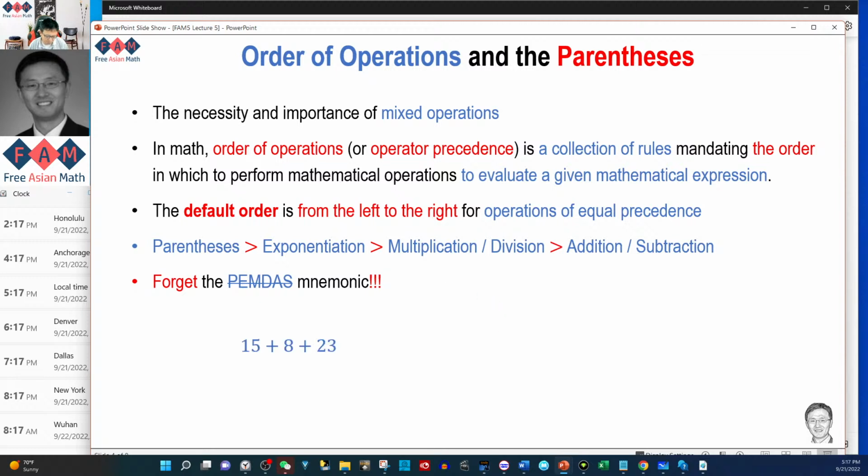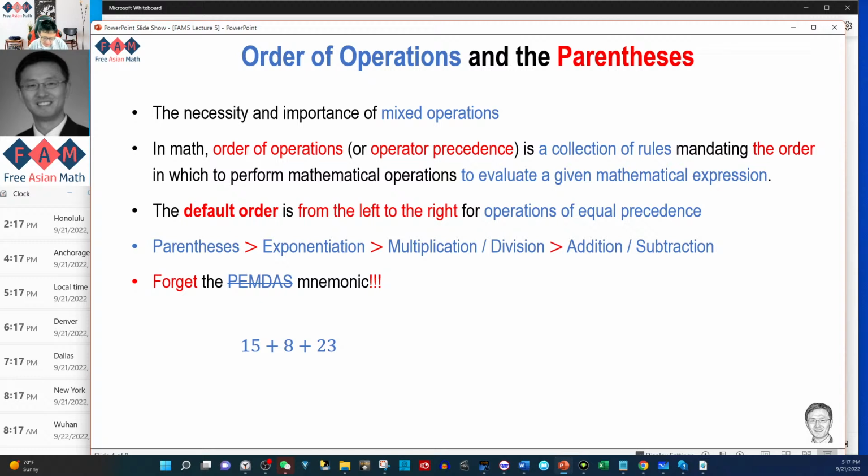So let's just say we have this one: 15 plus 8 plus 23. What is the order of operations? We have two additions here. Therefore, we don't have any parentheses. We go to the default rule, which is from the left to the right. So we do 15 plus 8 first, which gives us 23. 23 add another 23, we get 46.